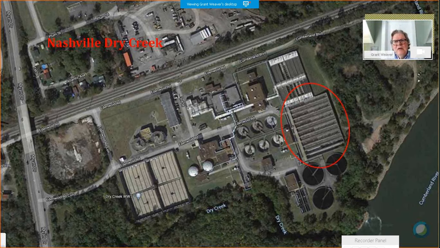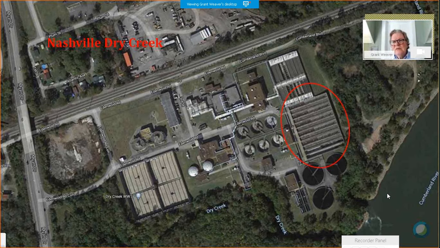Cycling the air on and off, or creating an air off zone, as is done here at Dry Creek, you create an environment. During the air on, it's going to select against the filaments that will grow in a low oxygen. And during the air off, you're going to create an environment that will select against the filaments that will grow in a high oxygen.